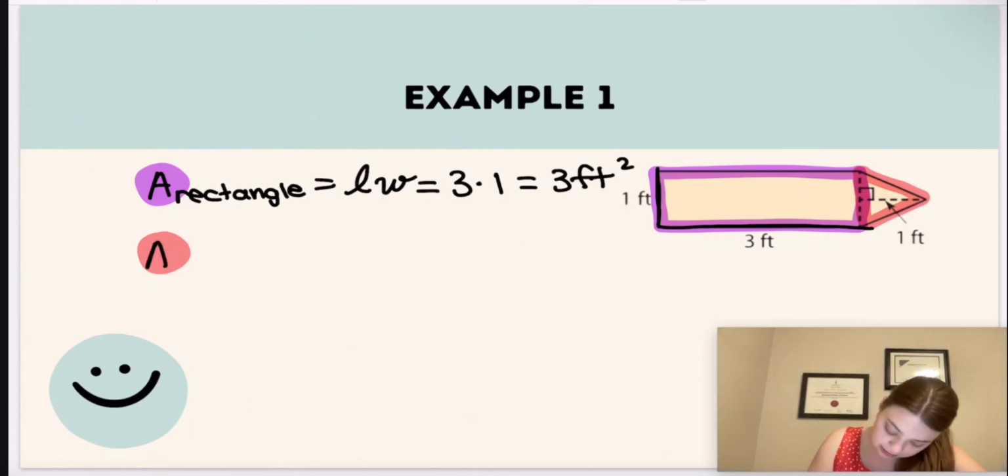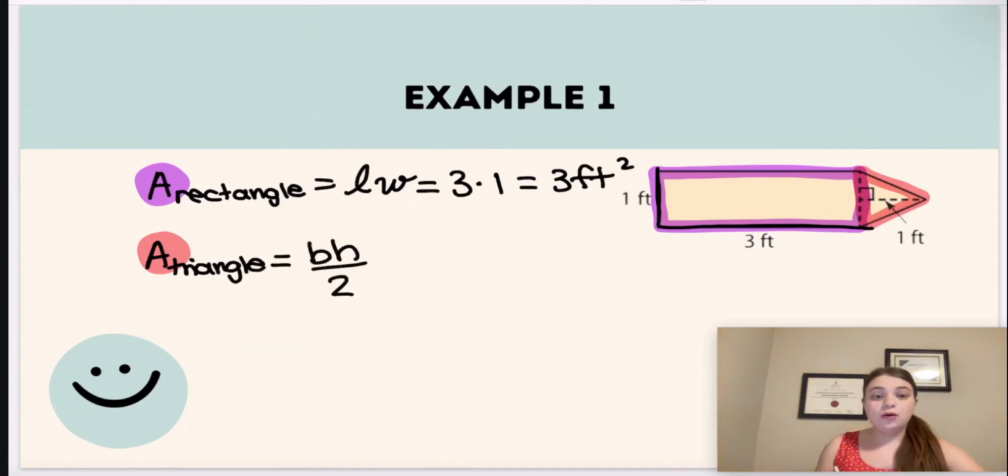Next, let's find the area of the triangle. The area of a triangle is equal to base times height divided by 2, or you may have seen 1/2 base times height. Either way is the same thing. So what is the base and what is the height? We know that this length here is 1 foot, and in a rectangle the opposite sides are congruent. So this side must also be 1 foot. So the base of this triangle is 1 foot. The height is also 1 foot because this arrow pointing to it tells us that this height is 1 foot.